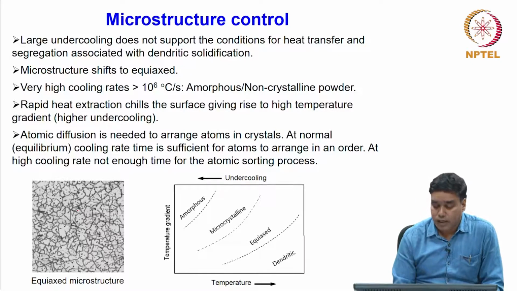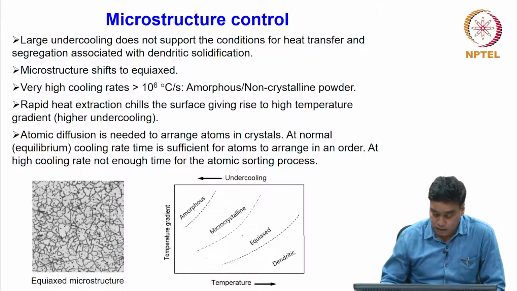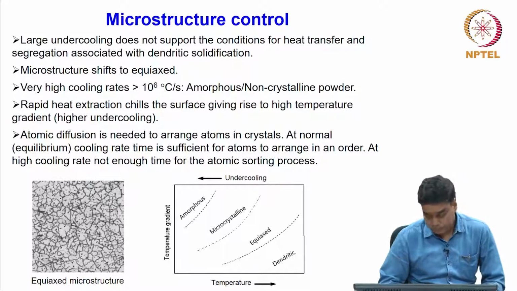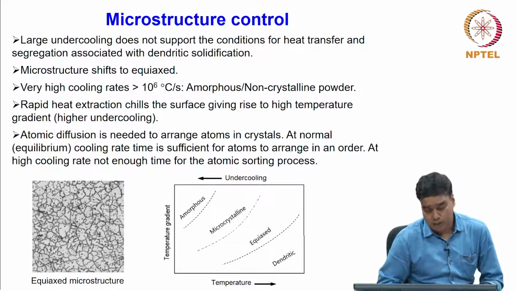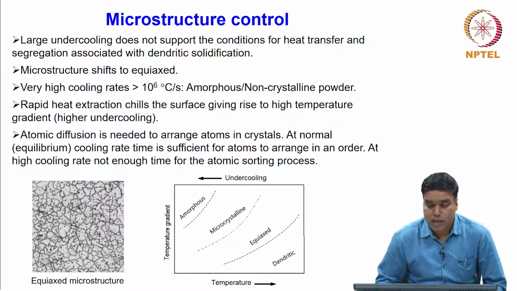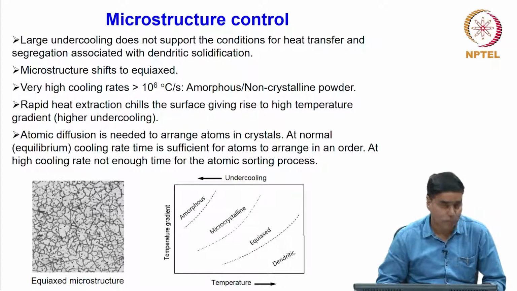Okay. And then we saw how the control over these parameters, undercooling, temperature gradient and the cooling rate, can be represented graphically with the help of this kind of plots. And this again talks about the interplay between these parameters in controlling the microstructure of the powder, which is generated in this process of atomization.